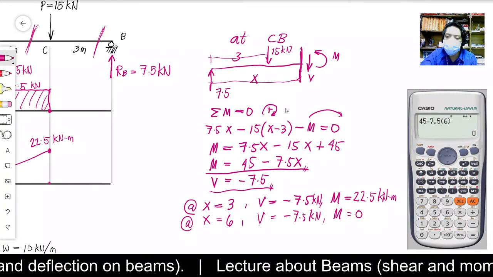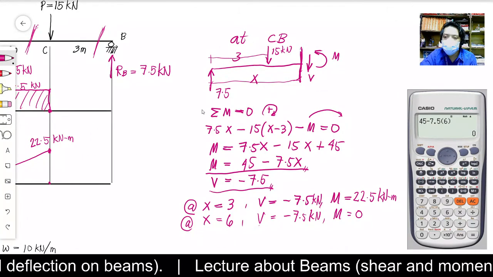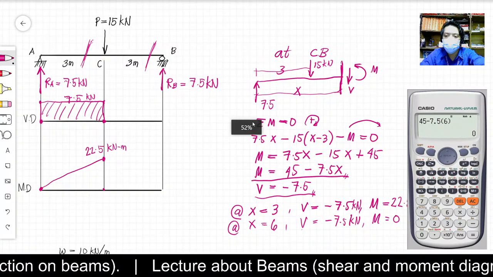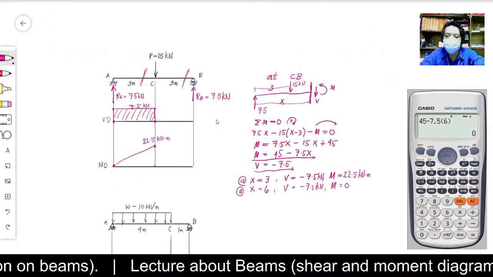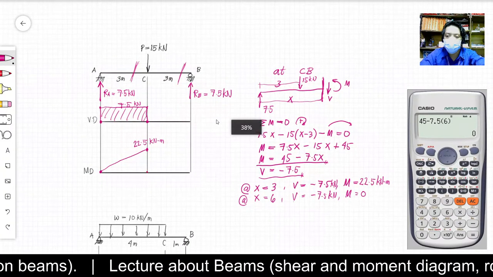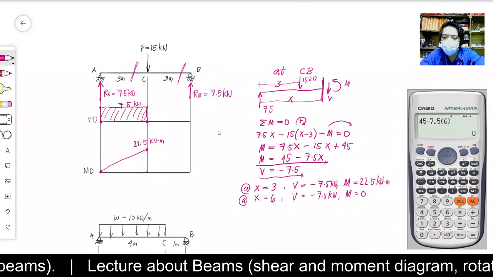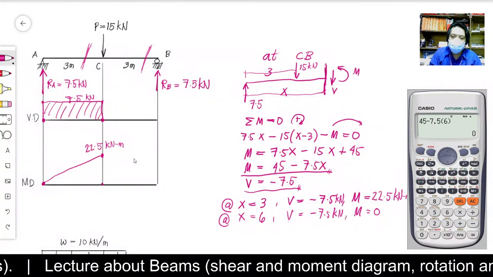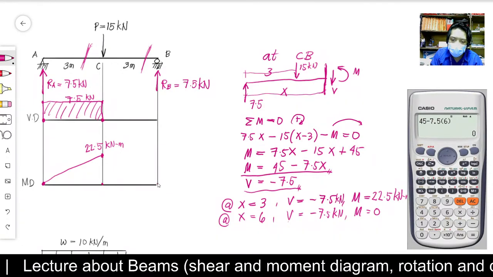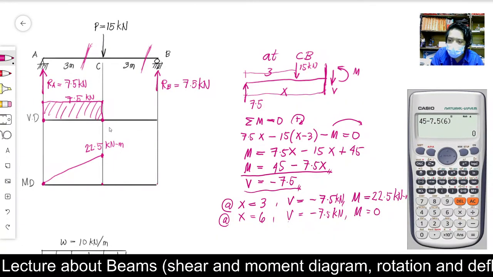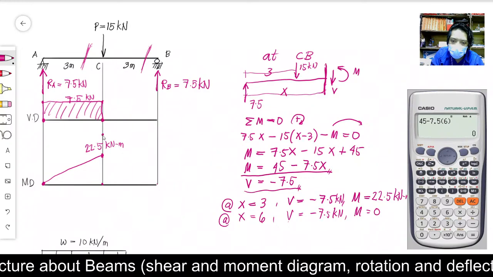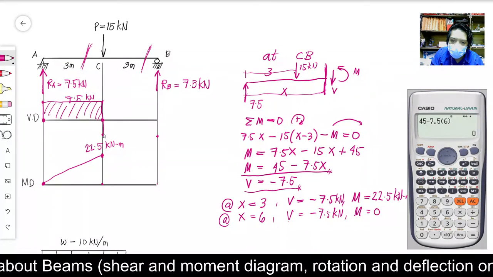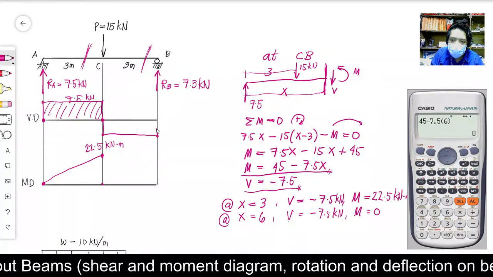So to construct, let me zoom in first. The result for shear is negative 7.5, somewhere here, and it remains at negative 7.5 across here.